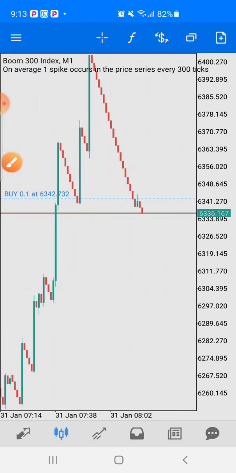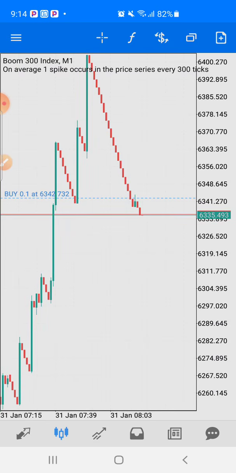But more spikes will be coming, because this is a clear uptrend. You only have to wait for it. Okay, guys, it's very simple.